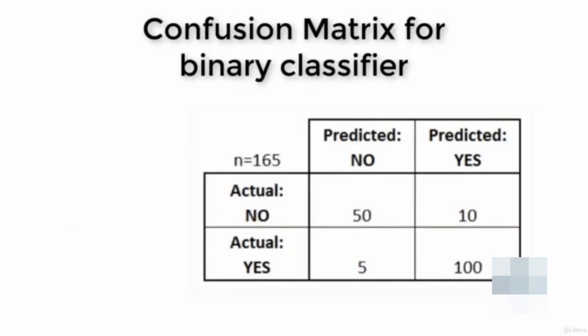Let's start with an example confusion matrix for a binary classifier, though it can easily be extended to the case of more than two classes. So here we have a matrix which represents the actual no and actual yes as rows, with the predicted no and predicted yes as columns. So what can we learn from this matrix?